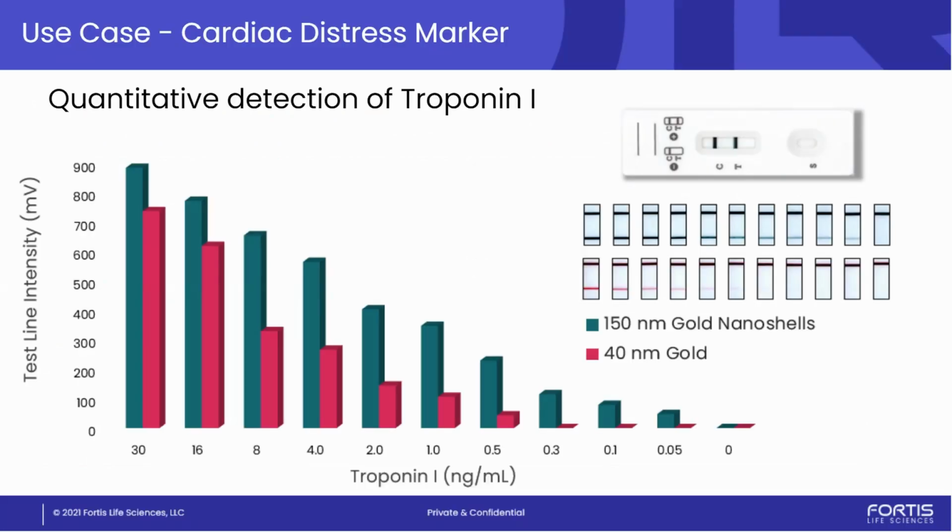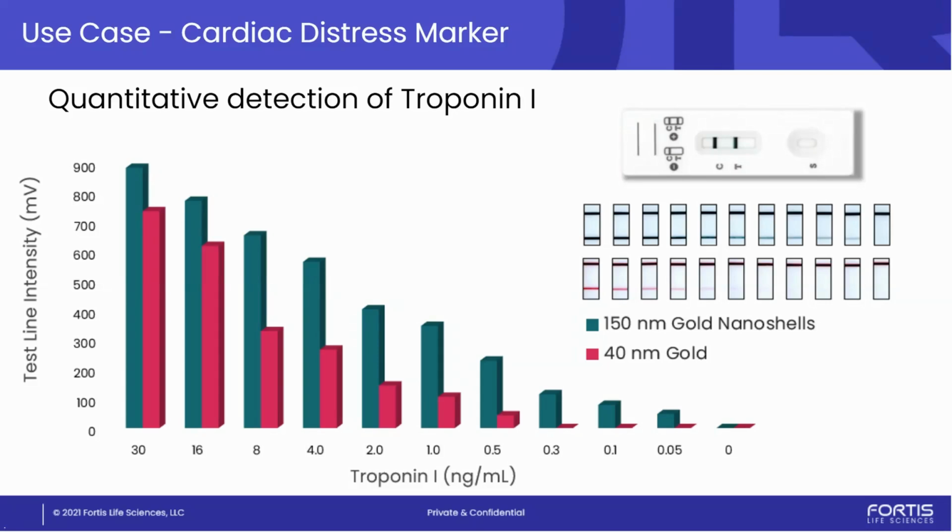Now, I wanted to look at some examples of gold nanoshells in saliva, looking at common markers, and this is an example of nanoshells with 40 nanometer gold for troponin I. Troponin I is a very common marker for cardiac distress. We want it to really indicate and show a difference between what nanoshells can do versus 40 nanometer gold.